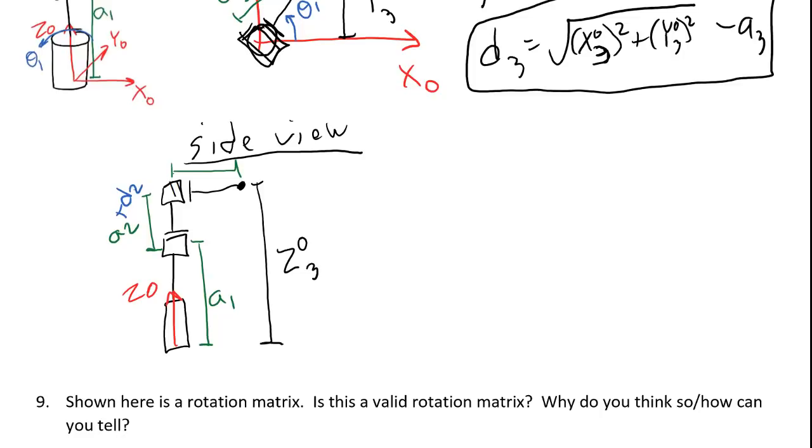I think I can find an equation for d2 just with the things that I have now. So z03 is equal to a1 plus a2 plus d2. So all I have to do now is solve for d2.